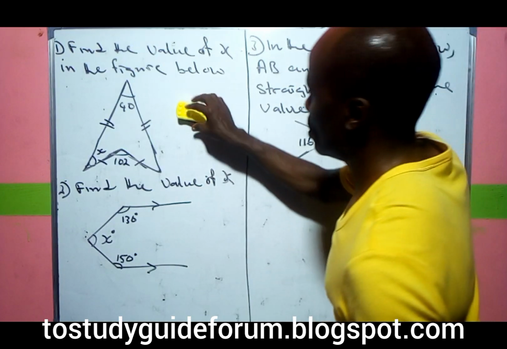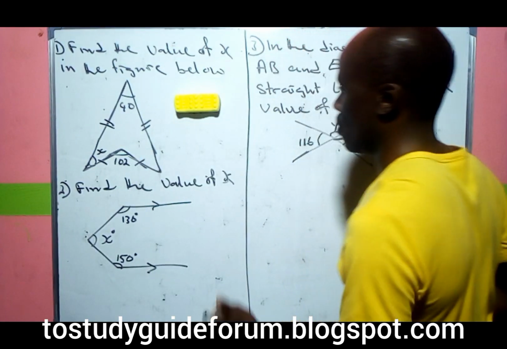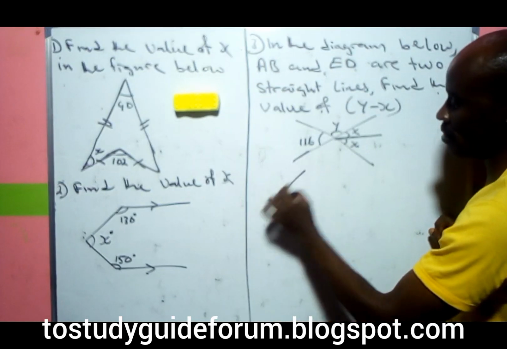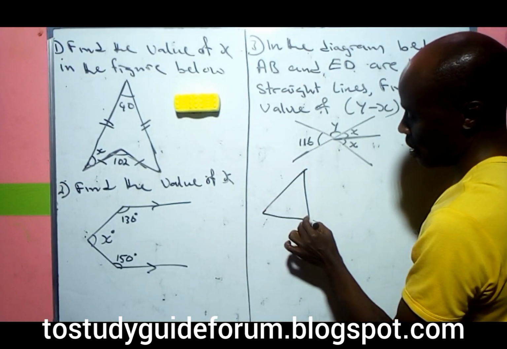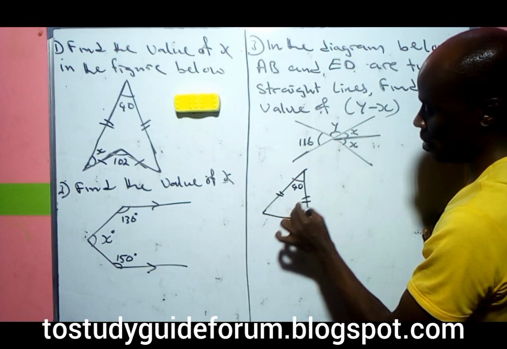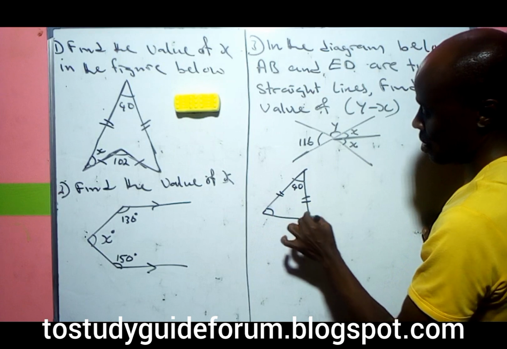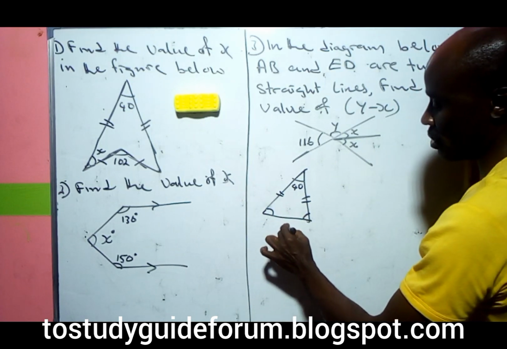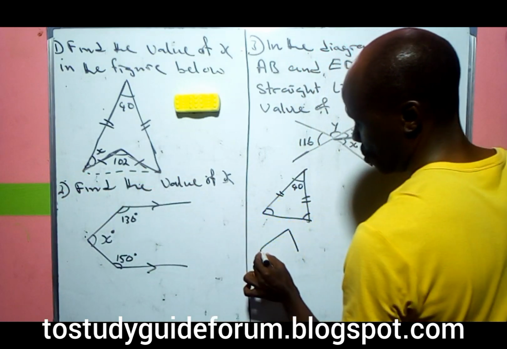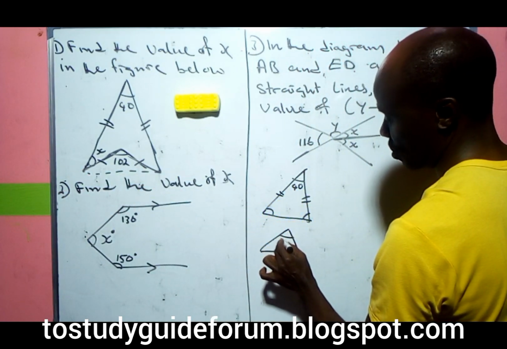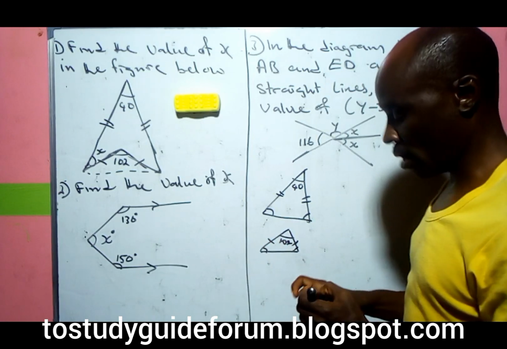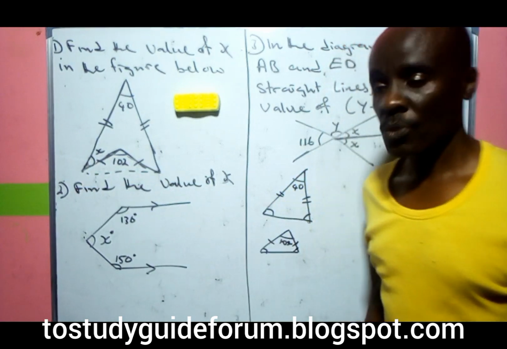Here we have a question. If you look at it very well, it looks like we have two triangles. The first one has 40, 40, and this is the first triangle. The second one looks like this. If we merge it together and join that line, we have another triangle, which is 102. The question says we should find the value of x.